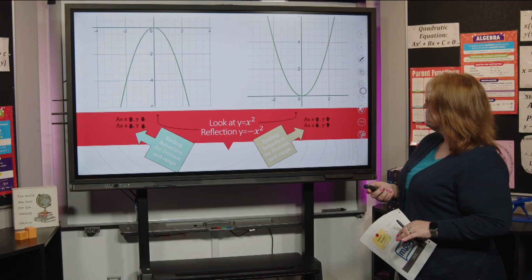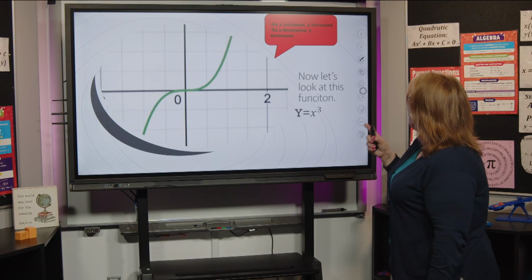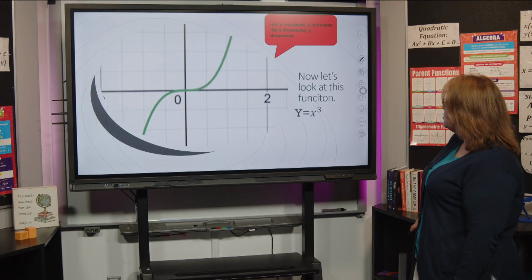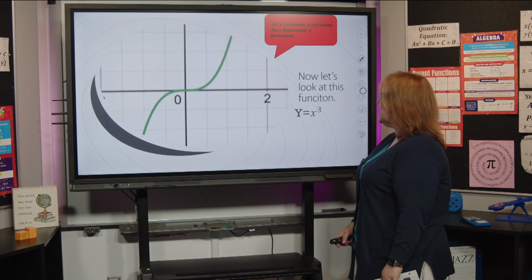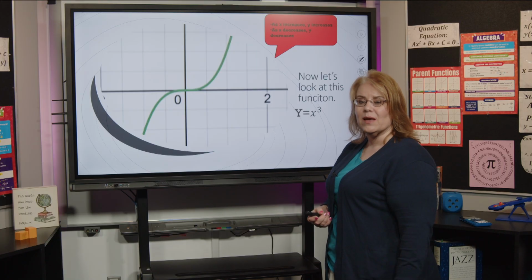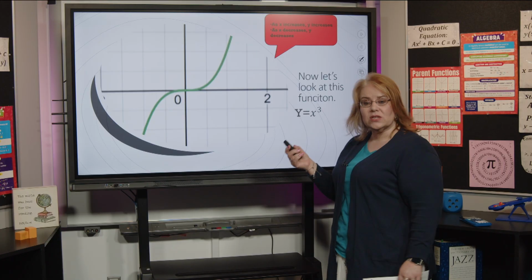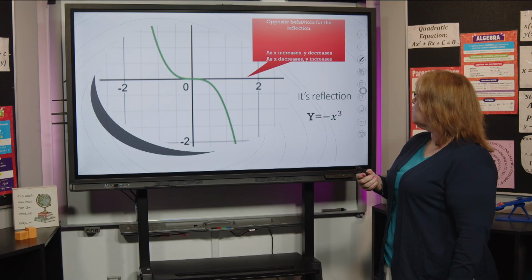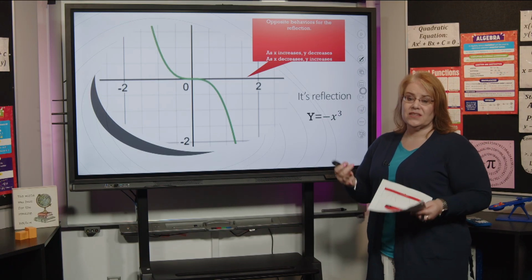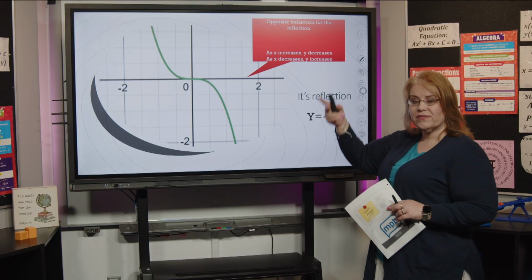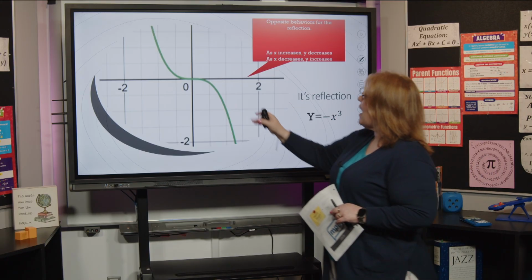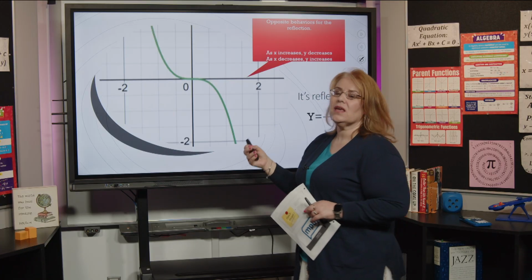All right, as x increases, y increases. As x decreases, y decreases. We have y equals x cubed, and that is a perfect example of a cubic function. Then we have the opposite behaviors when we do a reflection, which is a different type of transformation. We're just reflecting it. So when we have y equals negative x cubed, I have a different looking graph.